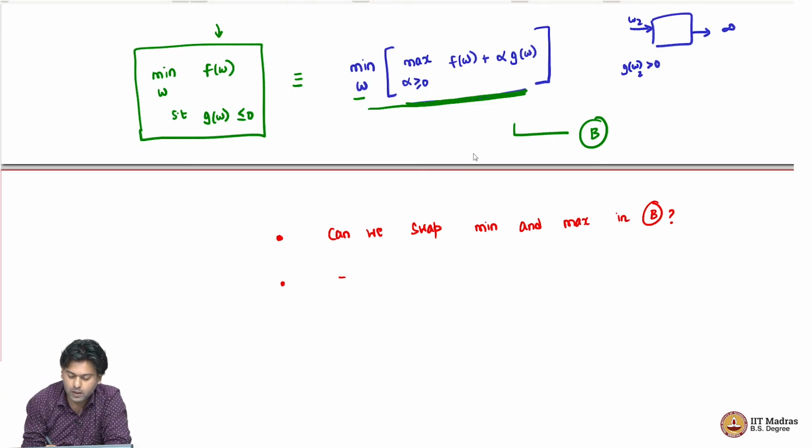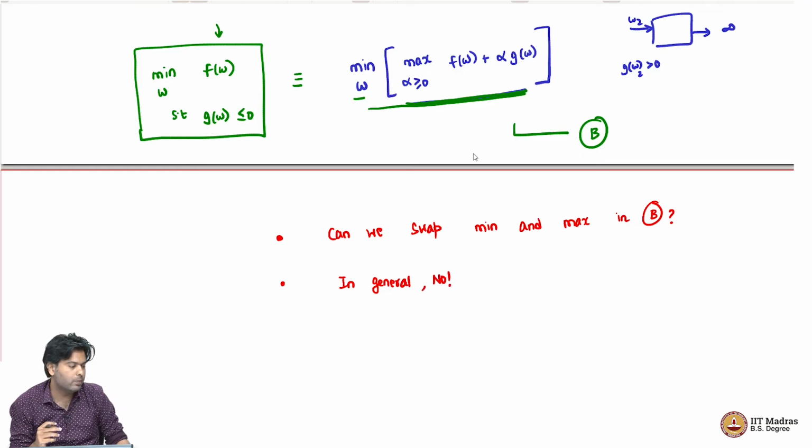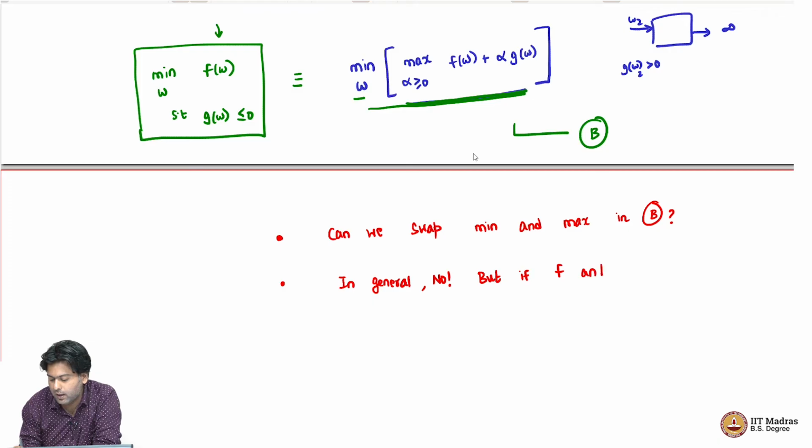Well, in general, they don't necessarily have to evaluate to the same value. In general, the answer is no. You cannot swap the min and max and hope that they'll evaluate to the same value. But if f and g are nice functions, well, by nice I mean in our context convex functions.